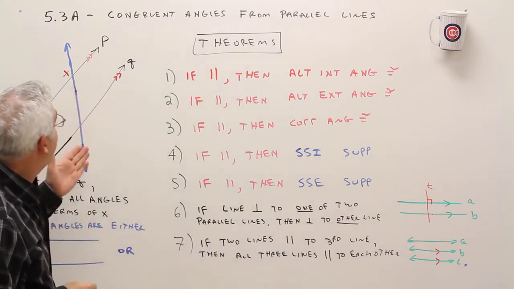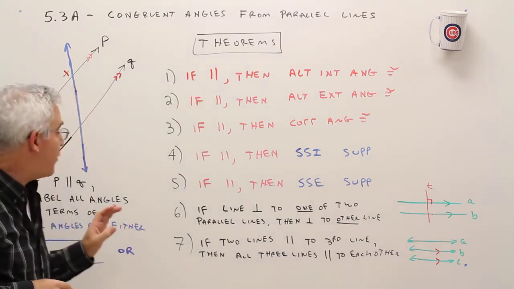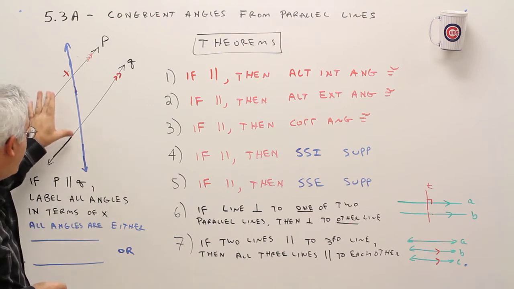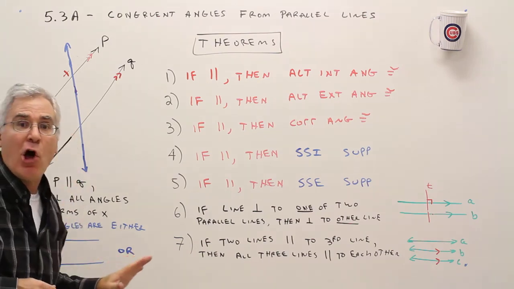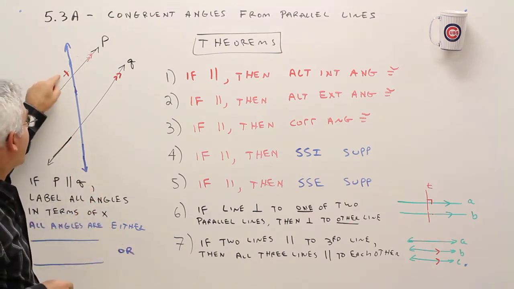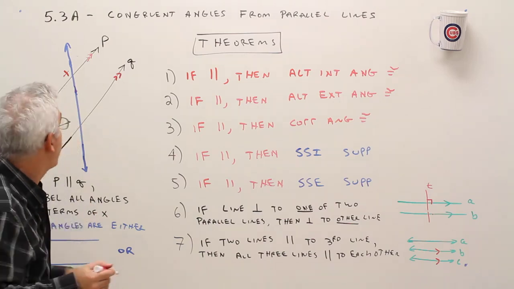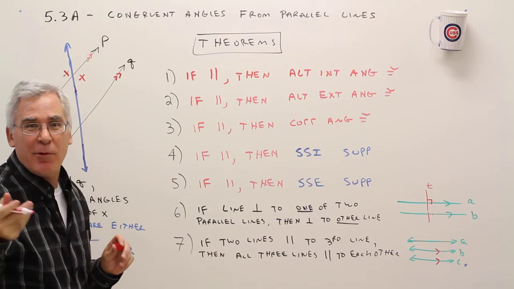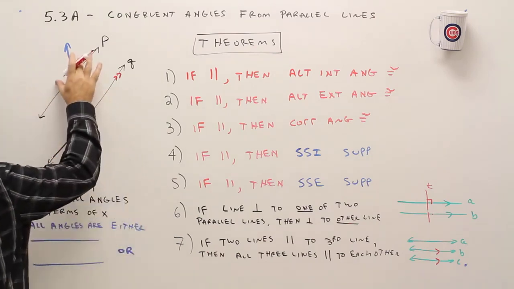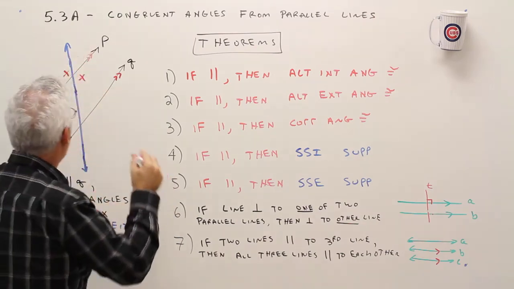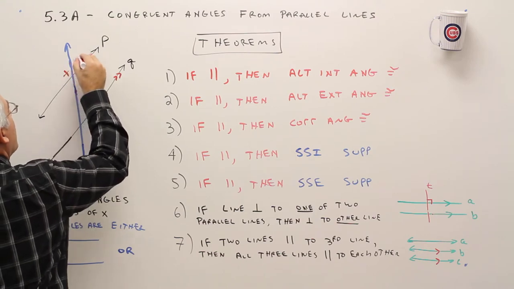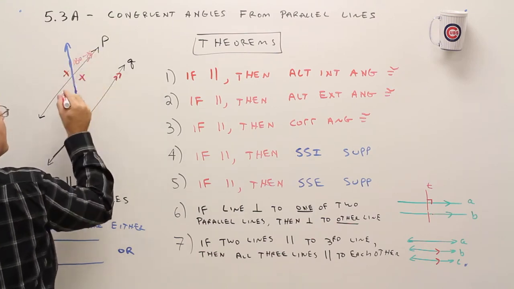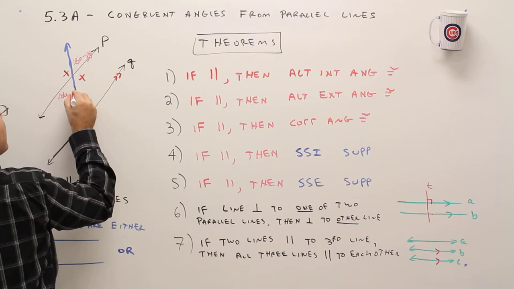So here's a little activity. We've got lines P and Q that are parallel, and if P and Q are parallel, label all angles in terms of x, and we'll start with x up there. Okay, so vertical angles are congruent, and then we know that if two angles form a straight line, they're supplementary. So this would be 180 minus x. This would be 180 minus x as well.